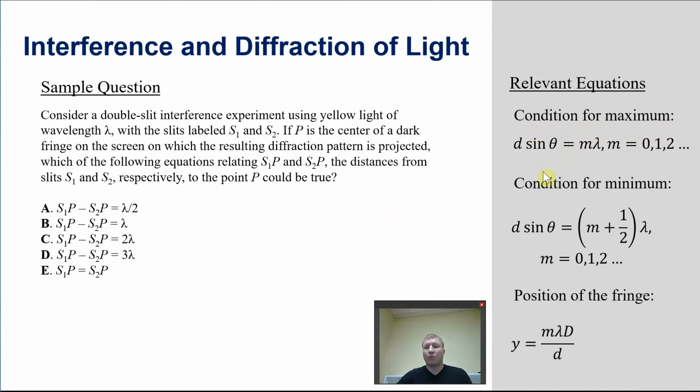So what you should understand from this equation is that the optical path length difference should be a multiple of the wavelength of the source in order to have constructive interference, which is a bright fringe. And for the condition for a minimum, the optical path length difference should be proportional to half of the wavelength, so that will correspond to destructive interference.